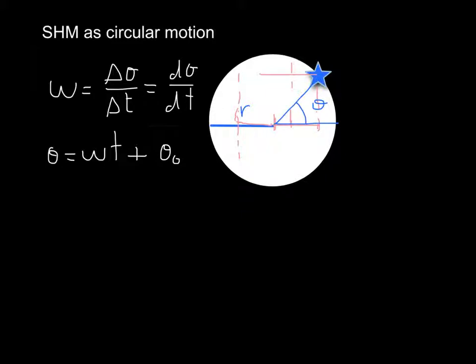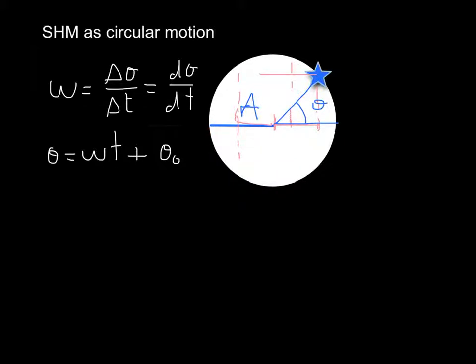Now, instead of using the letter R, which is very good for circular motion, I'm going to use the letter A, which is amplitude. Because, as you can see, this thing here, which is the radius, is also the amplitude of this movement that goes back and forth. So I'm just going to use the letter A instead of R.